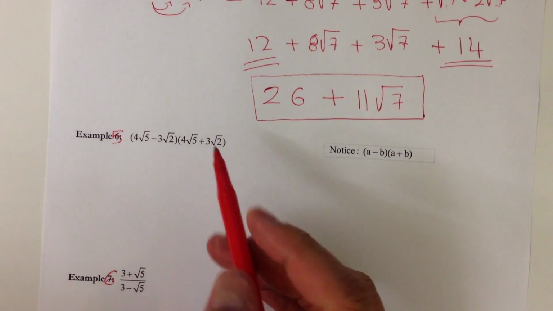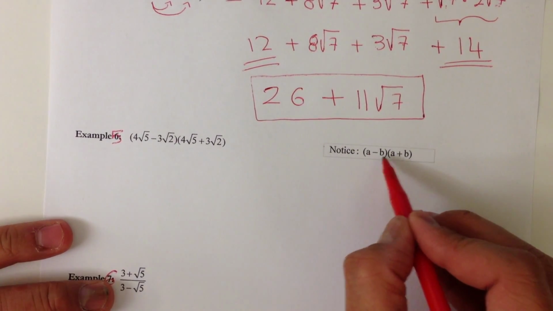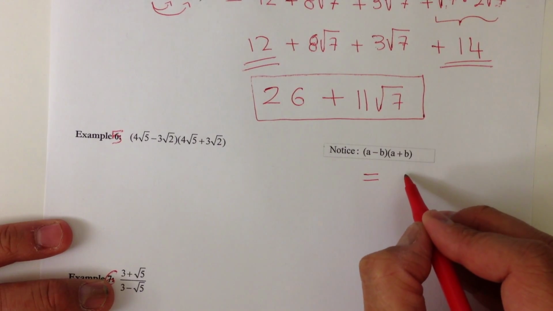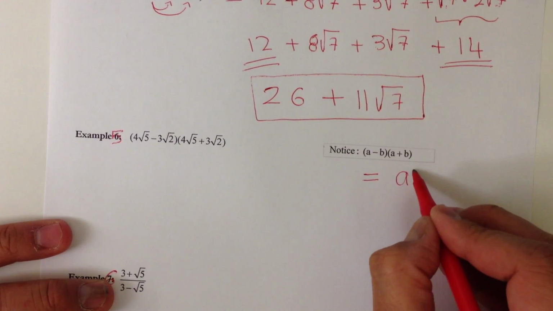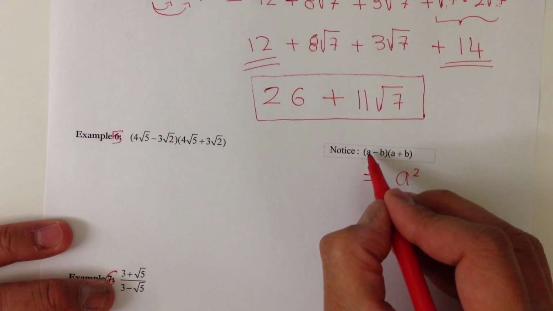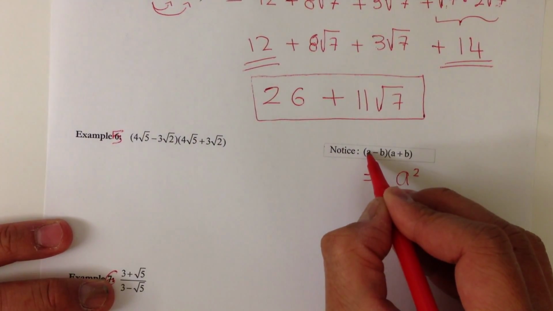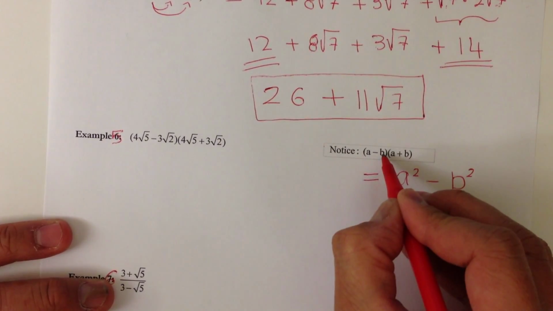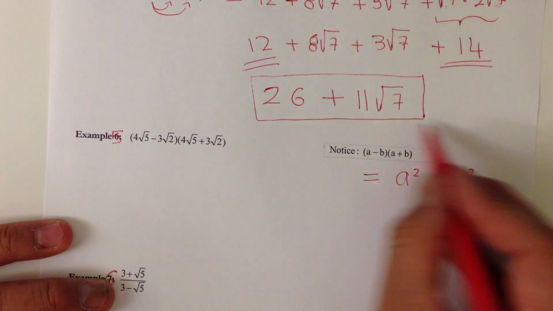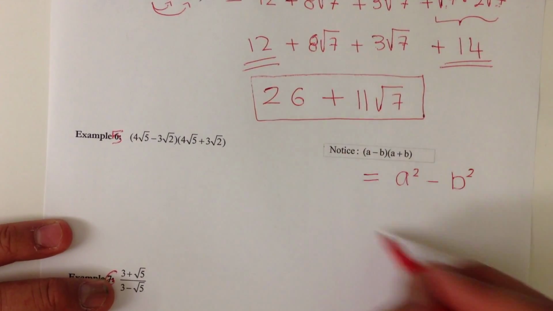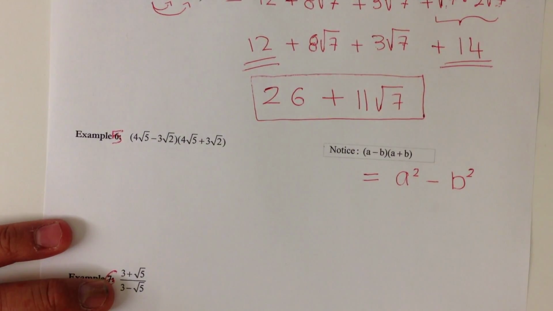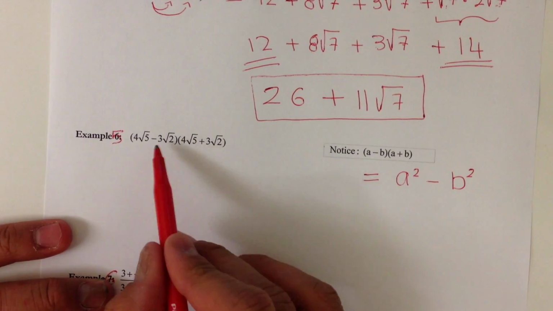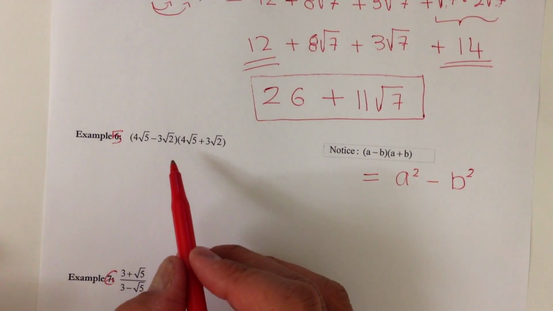Instead of FOILing, we can use the fact that (a minus b) times (a plus b) can be found by taking a squared minus b squared. In other words, take the first term squared minus the second term squared. This is a review of chapter 4. We did this in chapter 4. So we're going to apply this formula to this pair of binomials to save time.